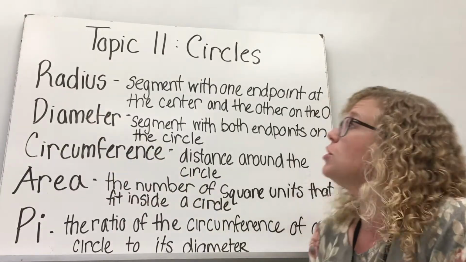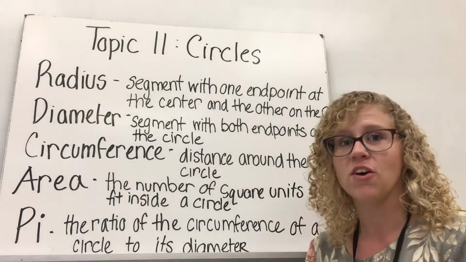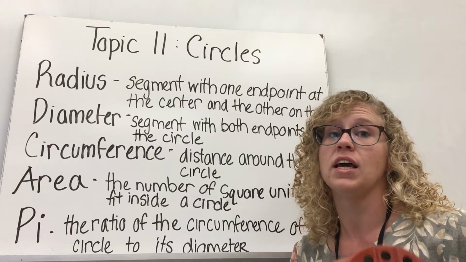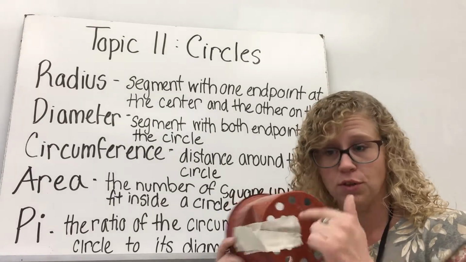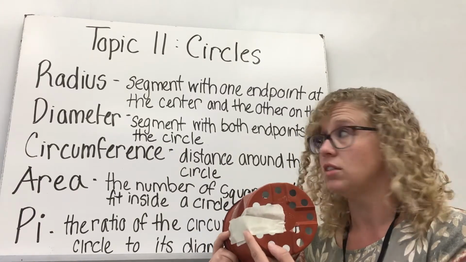A radius of a circle is going to be a segment that has one endpoint on the center of the circle and one endpoint on the exterior of the circle, or the circumference, if you will. So this is what a radius would look like. It's from the center out to the side.